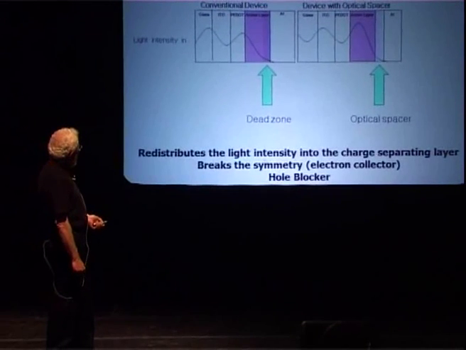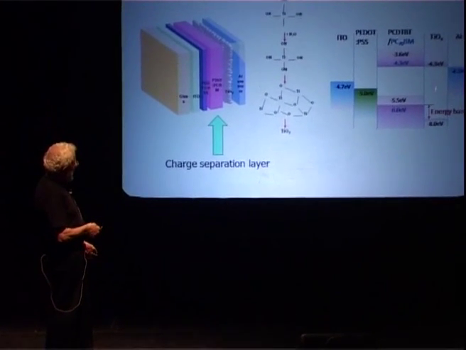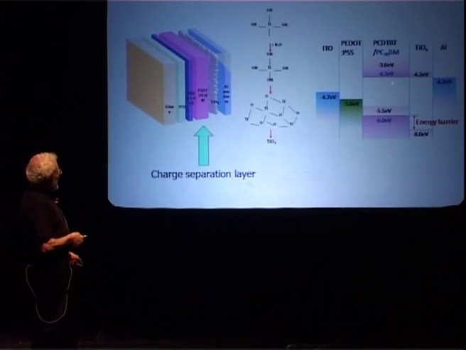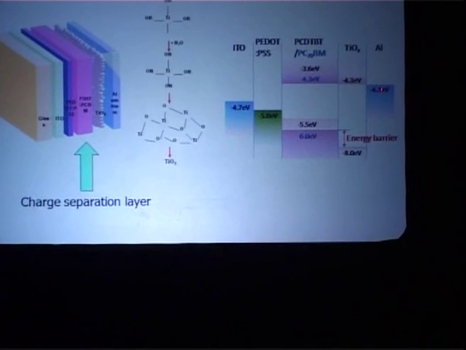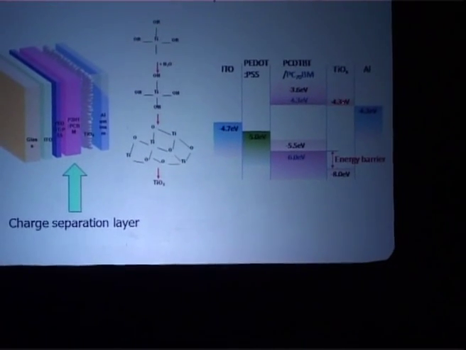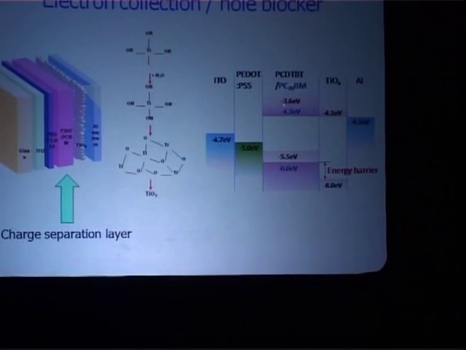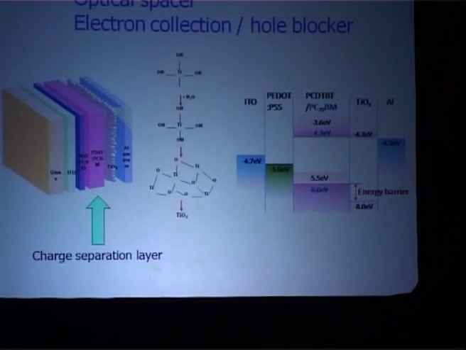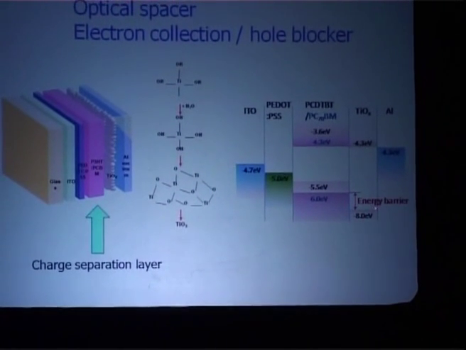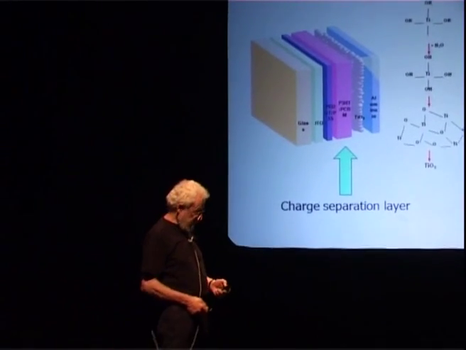And for that, we use titanium oxide, this sol gel processed titanium oxide, because of the almost perfect matching of the conduction band edge with the fullerene LUMO and with aluminum, so that we get very good electron transport, and we get a very big barrier to hole transport. In other words, it's a charge selective layer of the kind that I suggested before.